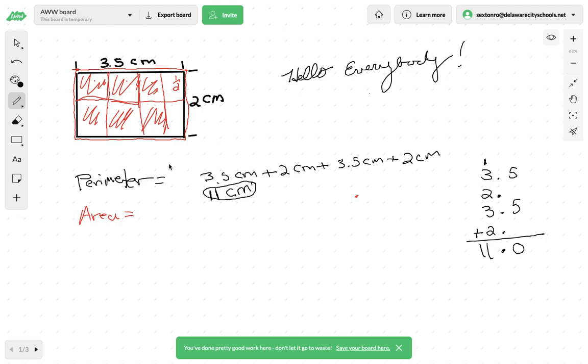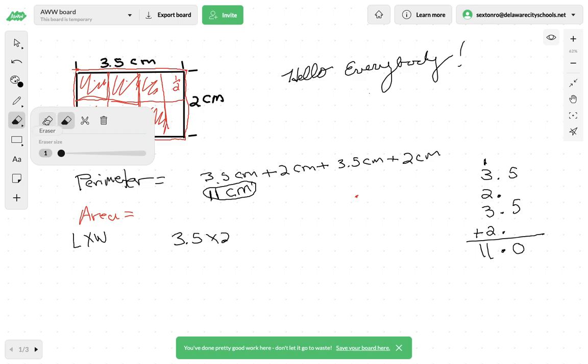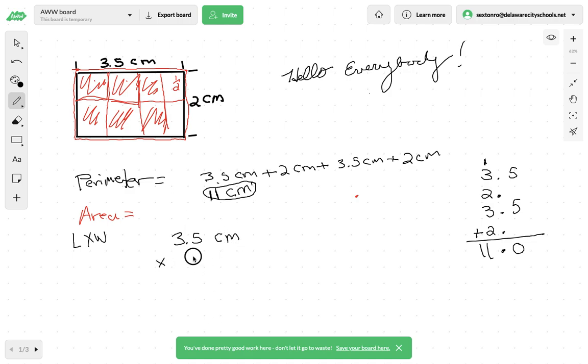Now for area, I need to do length times width. So I'm going to take my length, which is 3.5, times my width, which is 2. You know what? I'm going to actually be real explicit with this. I want to show you exactly what is happening. I'm not going to leave anything out. This is 3.5 centimeters, right? And we're going to multiply that by 2 centimeters.